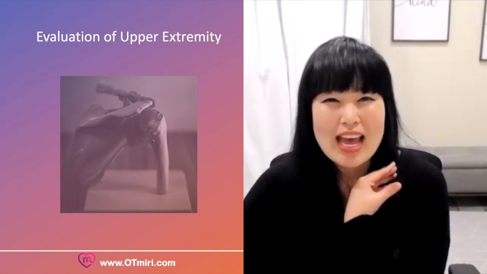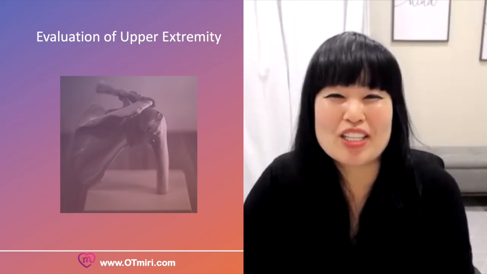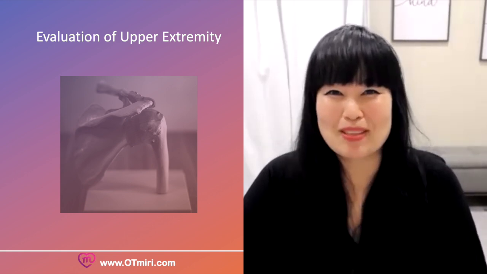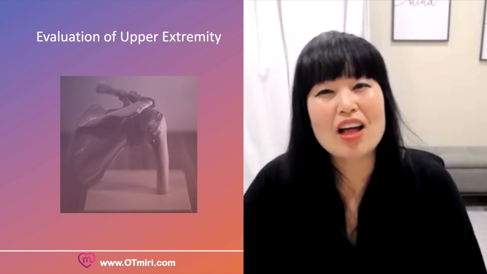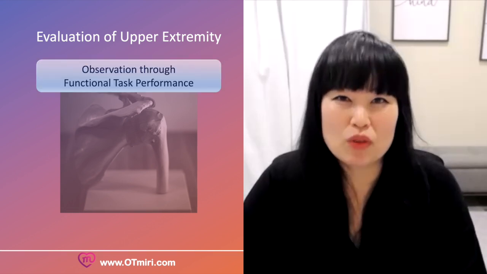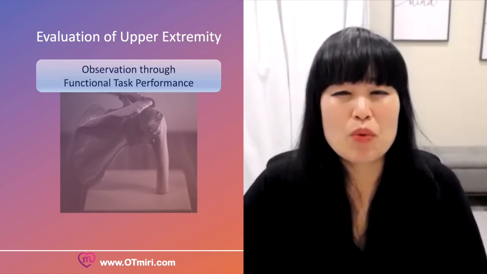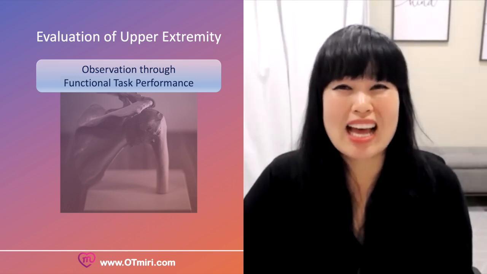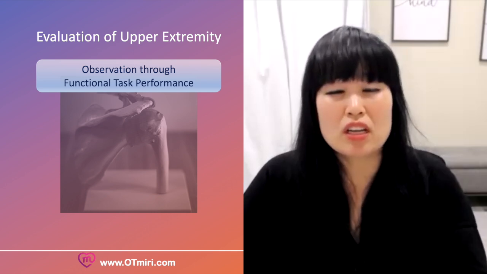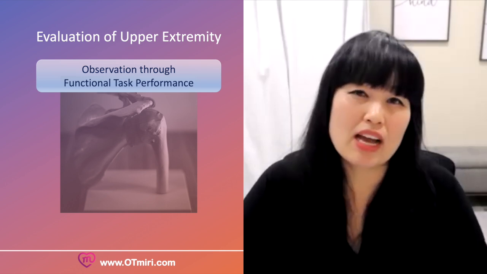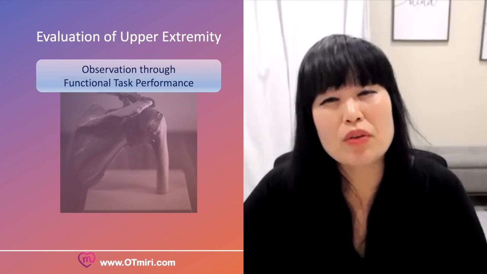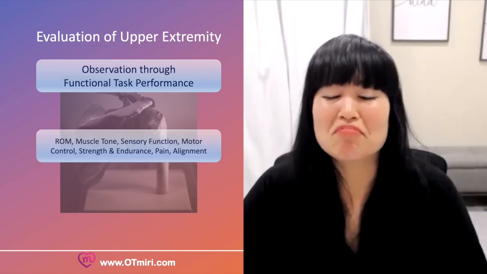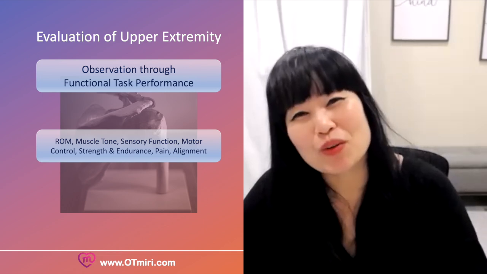And I want to switch gears now and talk about evaluation and treatment for upper extremity impairments. And the process for evaluation of upper extremity is very similar to everything we talked about up to this point, meaning we want to keep the focus of our evaluation in the context of functional performance. And in the case of the upper extremity, we want to observe how they're integrating their upper extremity when they are performing functional tasks, as well as measure their ability to use the affected extremity during performance of these tasks.